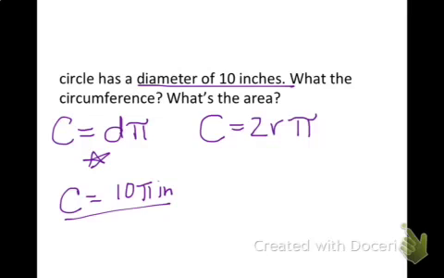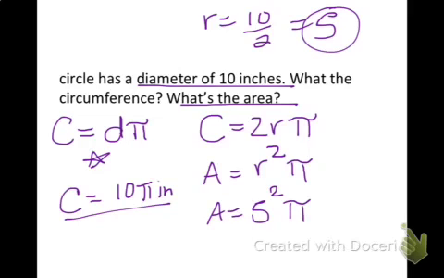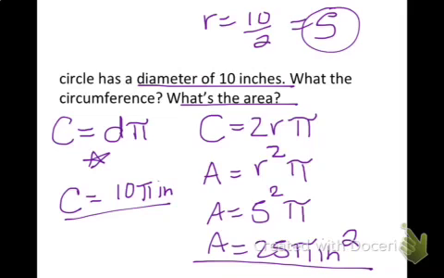And the second question asks us for area. So the area of a circle is equal to pi r squared. So since we have our diameter, we're going to have to divide it by 2, which is 5. So area is equal to 5 squared times pi. So area is equal to 25 pi inches squared. When you're talking about area, you square it. So this is our second answer.